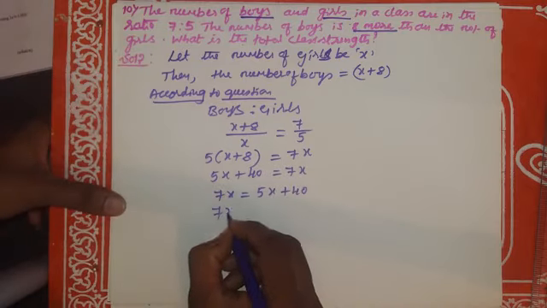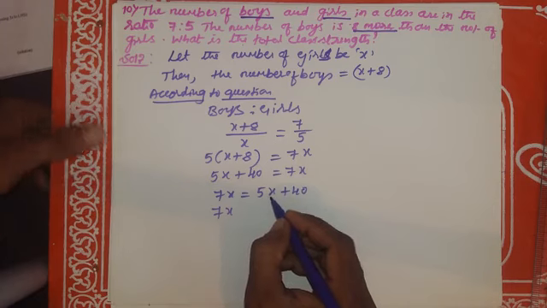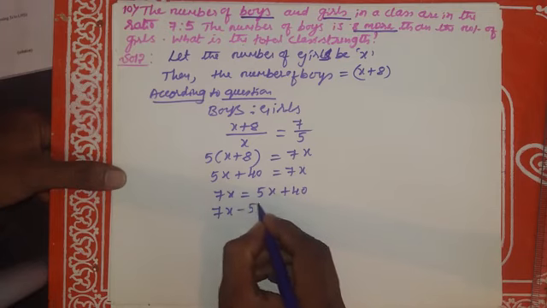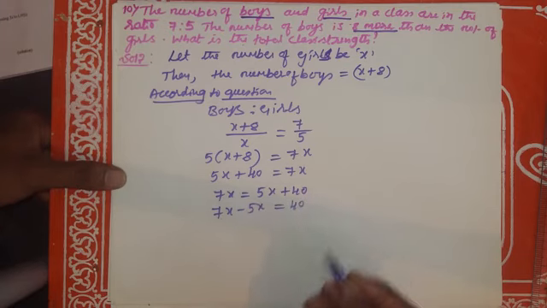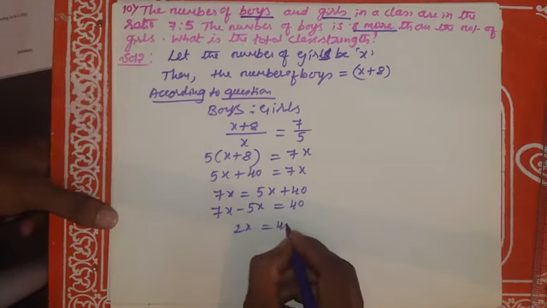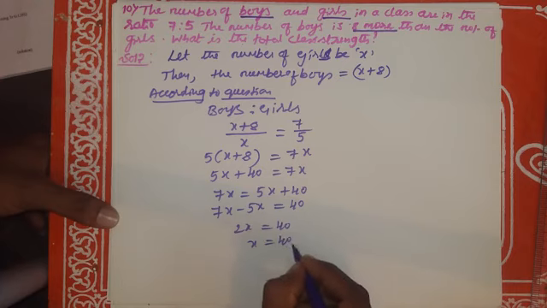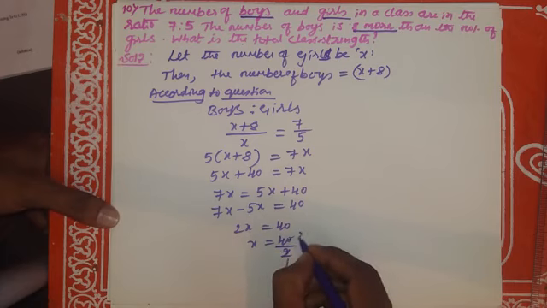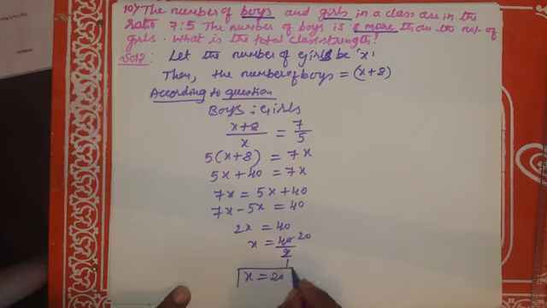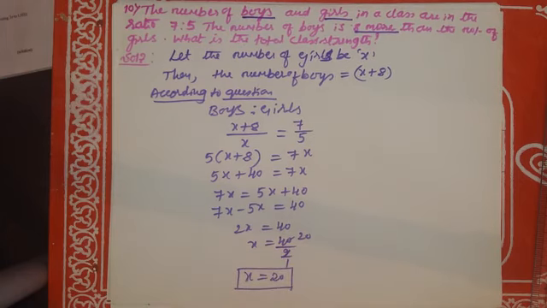7x write as it is, 5x is smaller than 7x, take it to the LHS, it becomes minus 5x, equal to 40 as it is. 7x minus 5x, 2x is equal to 40. x is equal to 40 divided by 2, taking the denominator place. 2 1s are 2, 2 20s are 40. Therefore, x is equal to 20. Whose is x equal to 20? This is the number of girls.